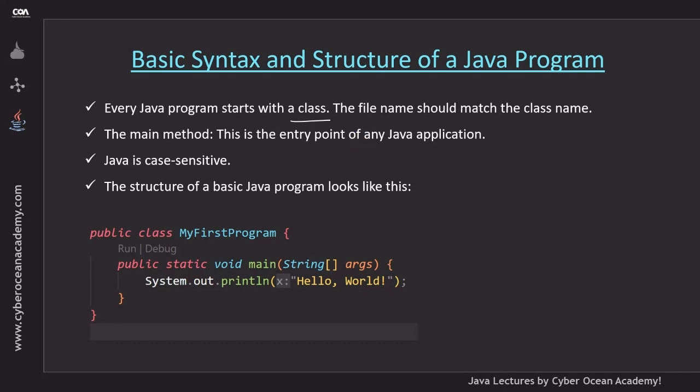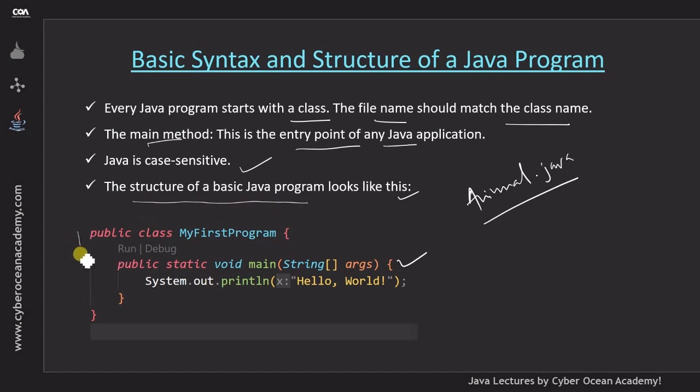Every Java program starts with a class and the file name should match the class name. Suppose your class name is animal, so your file name should be animal.java, in which you have to write this animal class. Also, the entry point of a Java application is the main method. Here you can see that this is our main method. And since Java is a case sensitive language, we have to take care of these things as well. Here you can see the structure of a basic Java program.